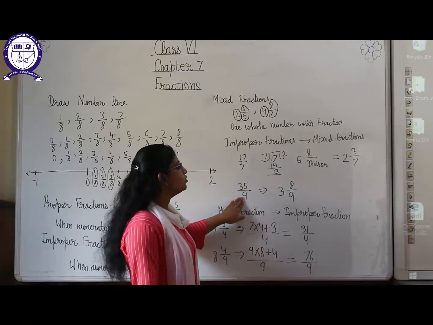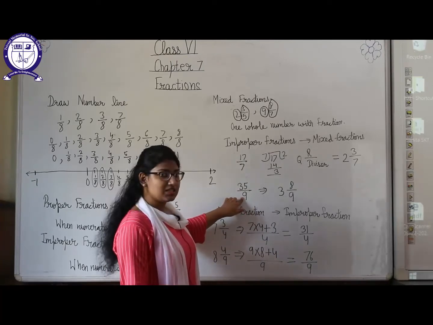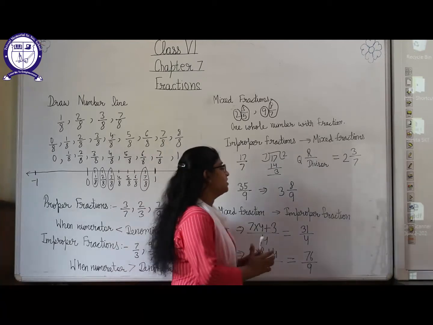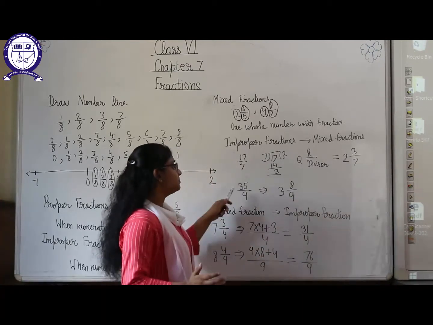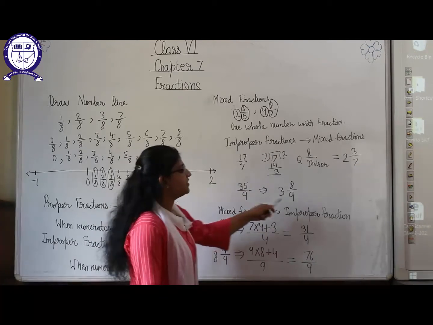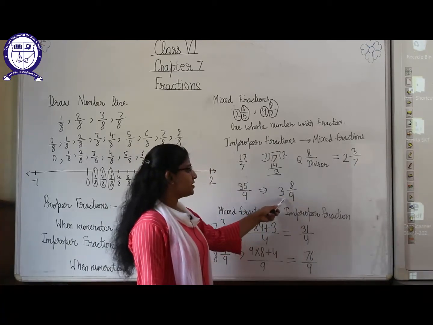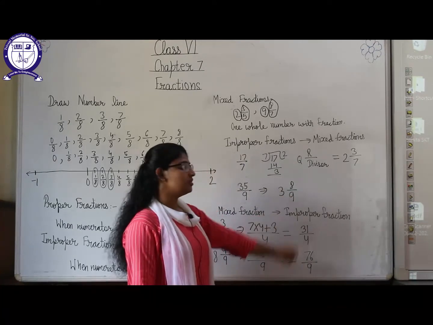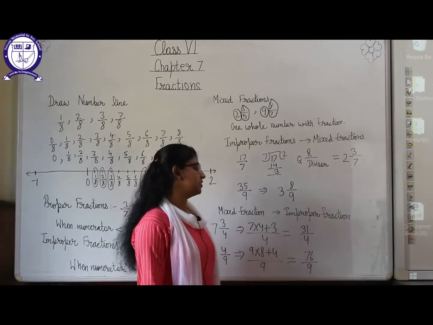So in this, what we will do? We know that 9 3s are 27, so 3 is the whole number here. And when we will subtract 27 from 35, it will be 8. So here the quotient is the whole number and in the numerator it is remainder and 9 is the divisor here. Okay.